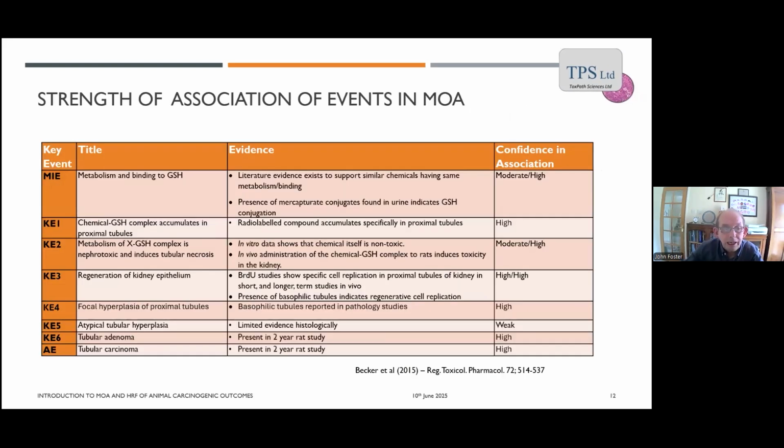So strength of association, for each of your key events or for your molecular initiating event, you will assign a confidence, and that's from high to moderate to weak. High confidence is when you have experimental data that shows a particular event occurs, and low confidence is when you may not have the event there, and that clearly will identify areas where you may have to generate extra data before you're ready to submit this to a regulatory agency.